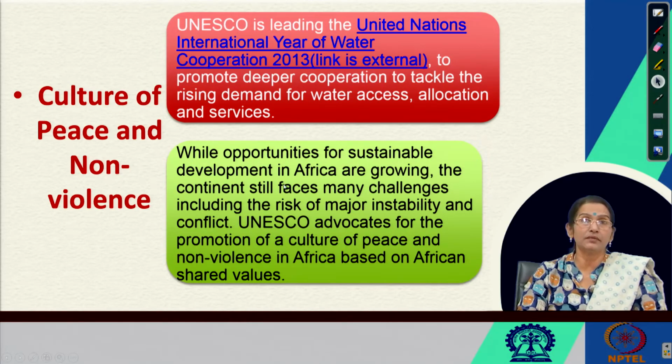While the opportunities for sustainable development in Africa are growing, the continent still faces many challenges, including the risk of major instability and conflicts. Africa has been an underdeveloped country since long. So most of the UNESCO guidelines, UNESCO projects are actually started with African countries, because they are the poorest of the poor. So it all started there. Now the opportunities are opening up in Africa, and they can reduce many of the challenges, especially related to risk and major instability, chaos and conflicts. UNESCO advocates for the promotion of a culture of peace and non-violence in Africa based on the African shared values.